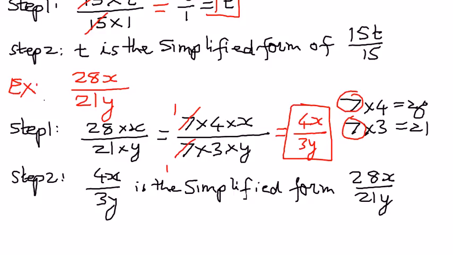So this is how we simplify fractions which have numbers in the numerator and denominator that are multiples of one another, or which have variables involved in them.